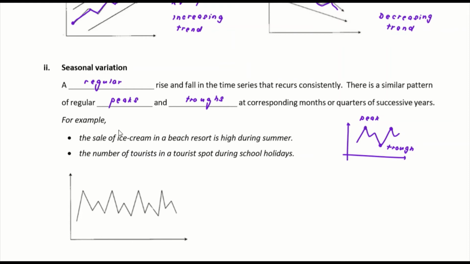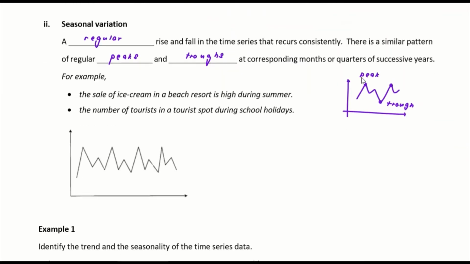Okay, so for example, in what kind of data will you be able to observe this seasonal variation? The first one, the sales of ice cream. If you compare between summertime, springtime, autumn or winter, then obviously the sales of ice cream are going to be higher in summer. You get what I mean, right? Then, if you compare monthly, you will realize that the number of tourists at a tourist spot is normally higher during the school holiday.